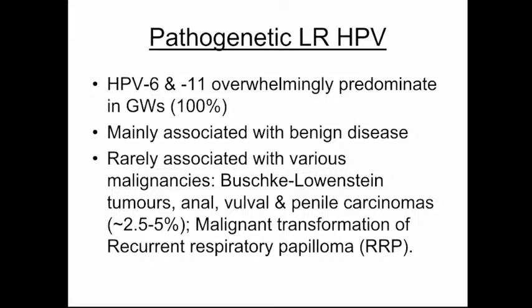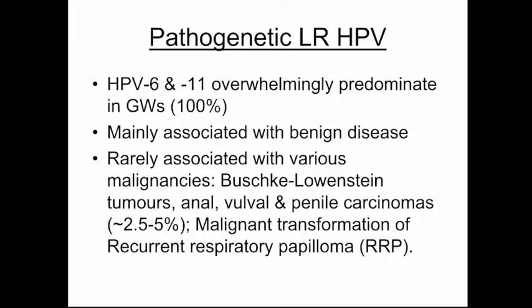And an important example here is the Buschke-Lowenstein tumor, which can involve, we'll see, the anogenital area, malignancy, vulval and penile tumors or carcinomas, thought to be up to 5%. And if there's malignant transformation of recurrent respiratory papillomas, then these types have been implicated. Not always, but now and then.